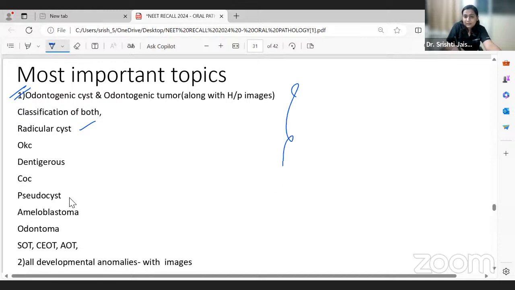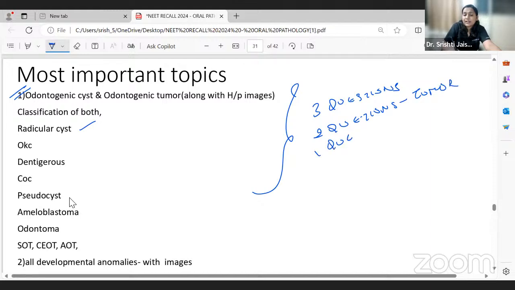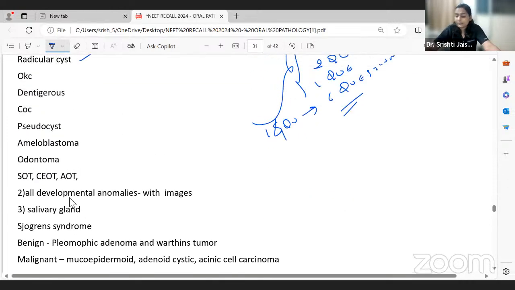So there were 3 questions from cyst, 2 questions from tumor, 1 question from salivary gland. Even if you have attended just the first 3 sessions of mine, out of 14 questions you would have solved 6 questions direct, straightforward, very direct questions. Okay.